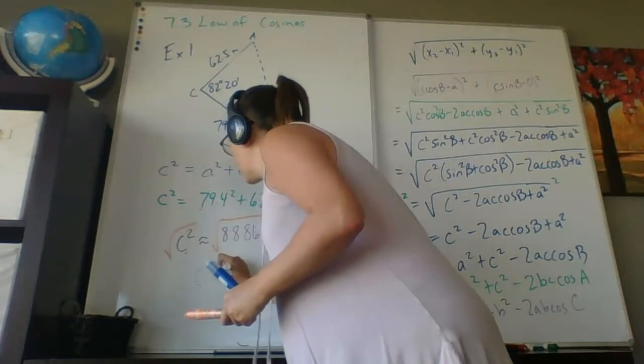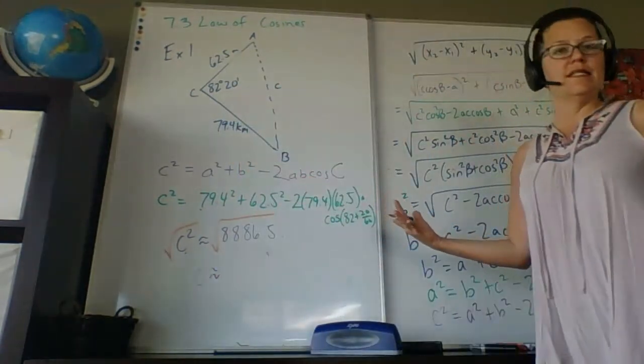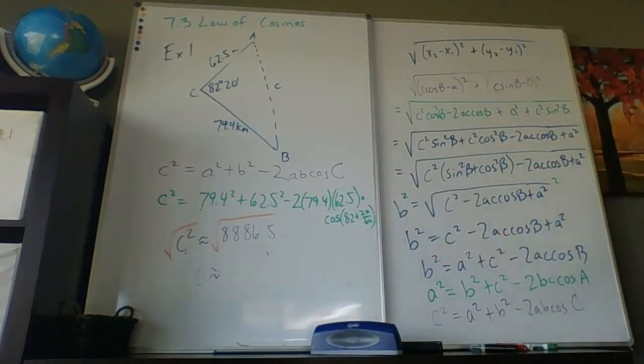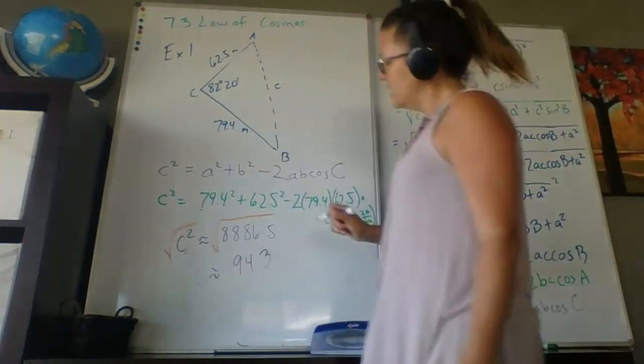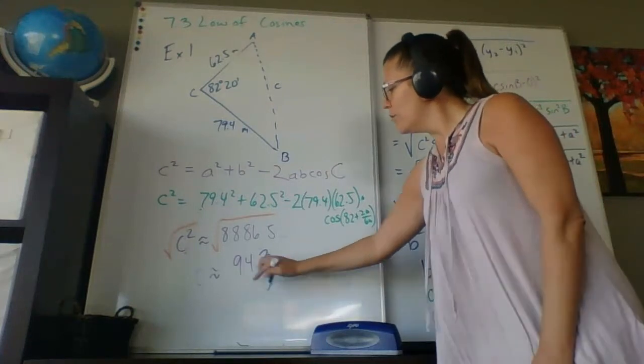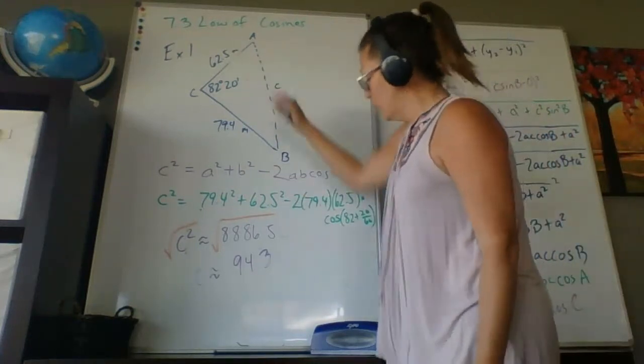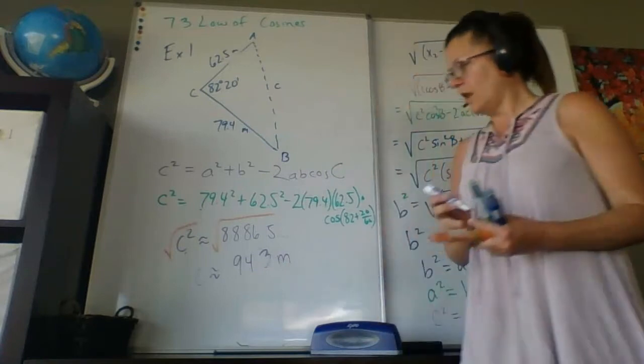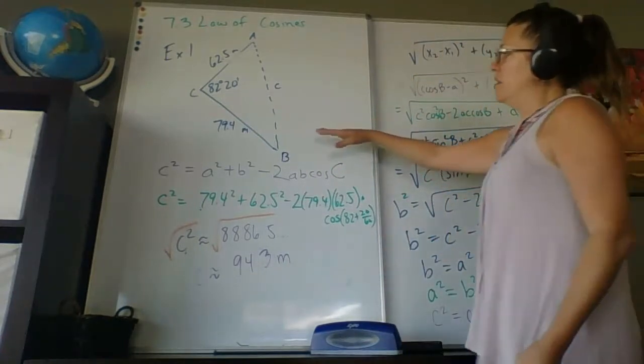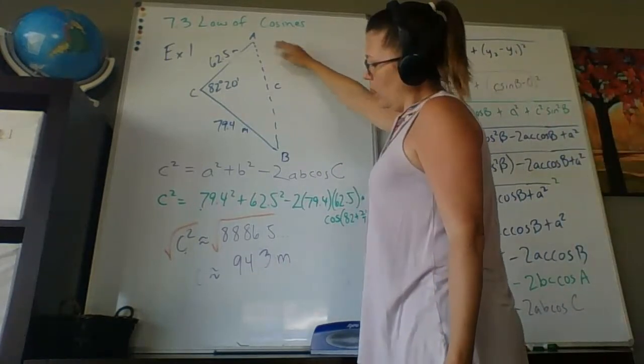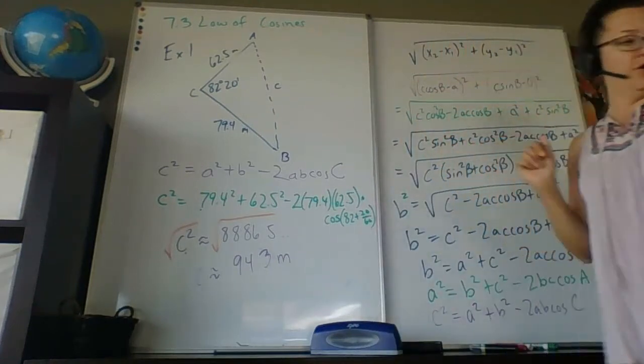Normally we would get a plus or minus, but we're talking about a distance here, so we'll take the positive, and we get approximately 94.3. Since this is a distance, we will make sure to include our units, which was meters. So the length across the lake was 94.3 meters.